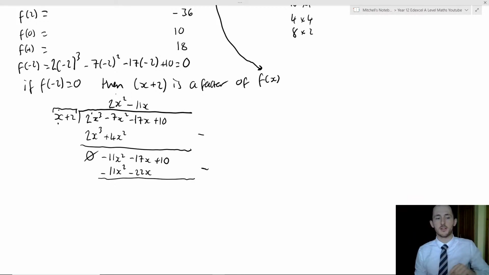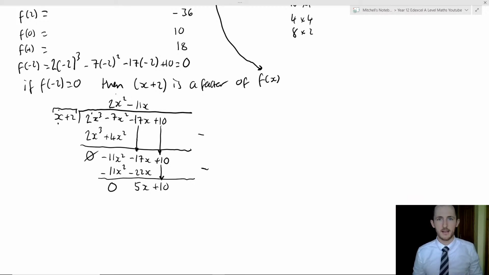Now this is where the subtraction comes into play. You have minus 11x squared minus 11x squared. So minus and a minus makes plus, so this is minus 11x squared plus 11x squared, which is 0. And again, these should always cancel out. If it ever gets to the point where it doesn't cancel out, then you've made a mistake. Minus 17 minus minus 22, well that's minus 17 plus 22, which is 5. And obviously the 10 is just carried down. So these are both just carried down because there's nothing underneath them, so we're subtracting nothing.